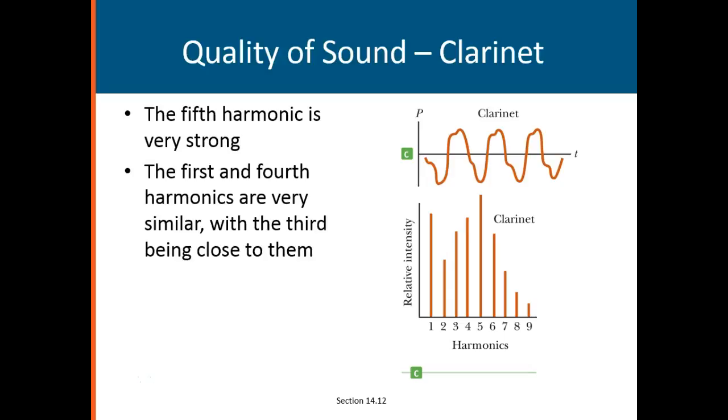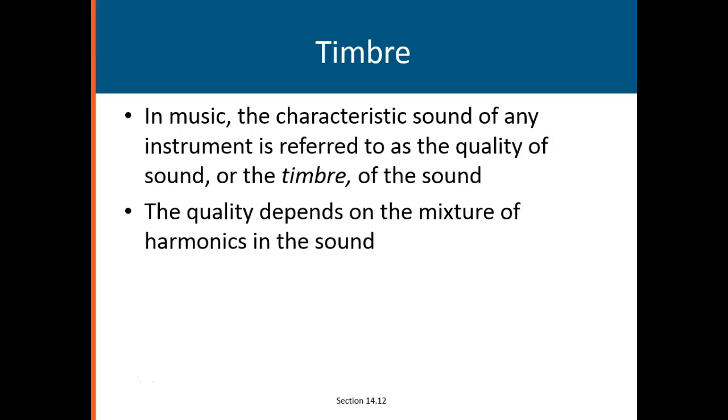Strange. I'm not sure that the description is all that clear, but what I think it's saying, it affects the folds of the larynx, so they give off different things. The helium interacts differently there. I'd always heard that. And here is the definition. Timbre. In music, the characteristic sound of any instrument is referred to as the quality of sound or the timbre of the sound. The quality depends on the mixture of the harmonics in the sound, as we just saw in the flute and clarinet, as opposed to the tuning fork.